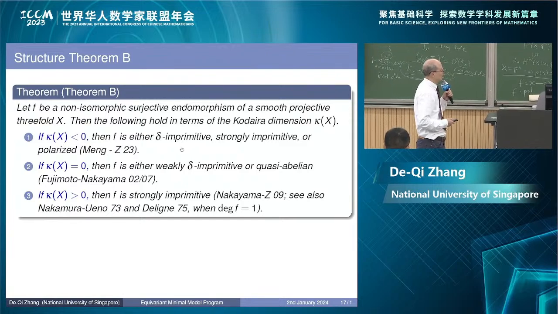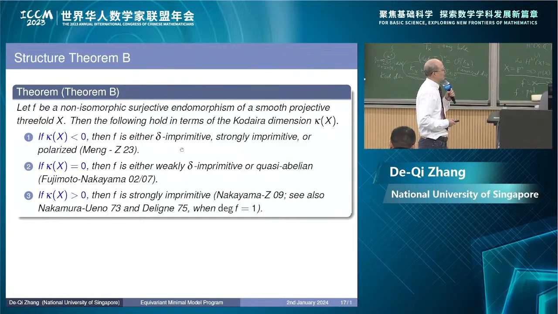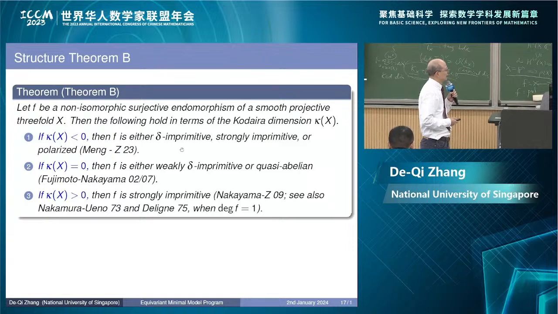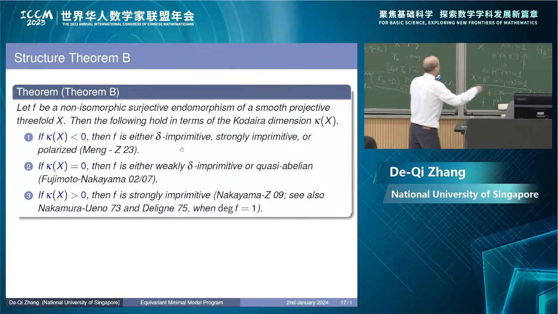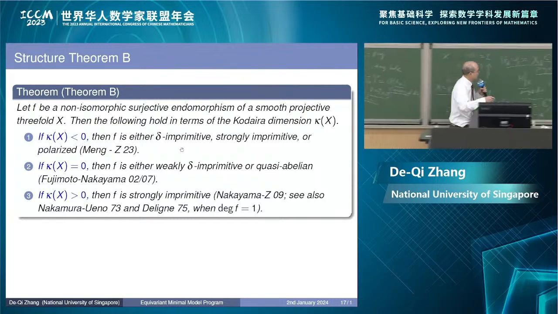So if Kodaira dimension is positive, then you have an Iitaka fibration, then you can descend X to the base of the Iitaka fibration, and the action on the base will be an automorphism of finite order. So let me briefly mention this final case. It's very useful, but I'm not sure whether it's well known or not.